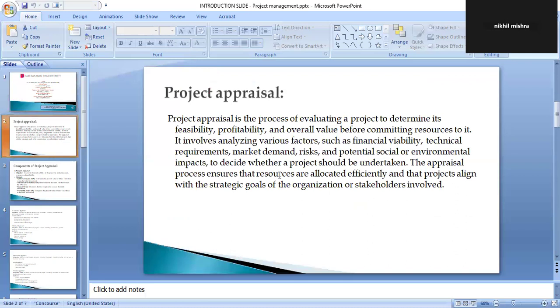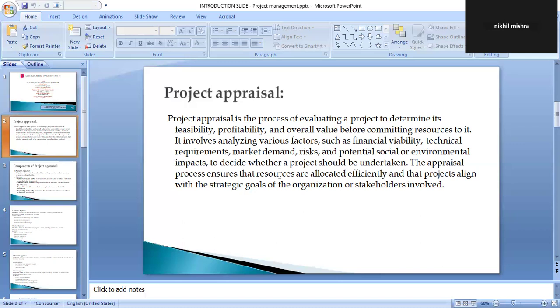It is a process of evaluating a project to determine its feasibility, profitability, and overall value before committing resources. Before putting the resources into it, we have to determine its overall worth and value. It involves analyzing various factors such as financial viability, technical requirements, market demand, risk, and potential social or environmental impact. That means social cost benefit analysis, in which we take what cost society has to bear against that project and what benefit they are getting out of that project.